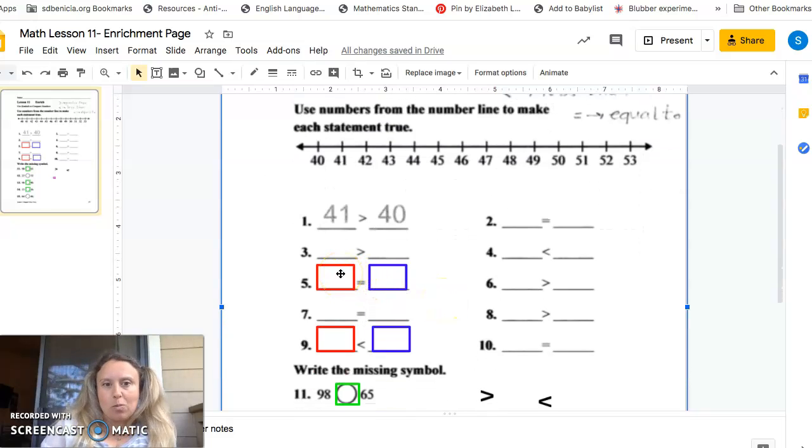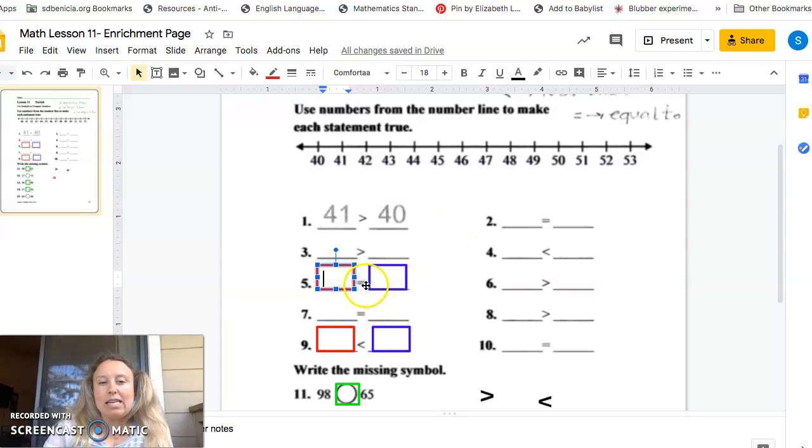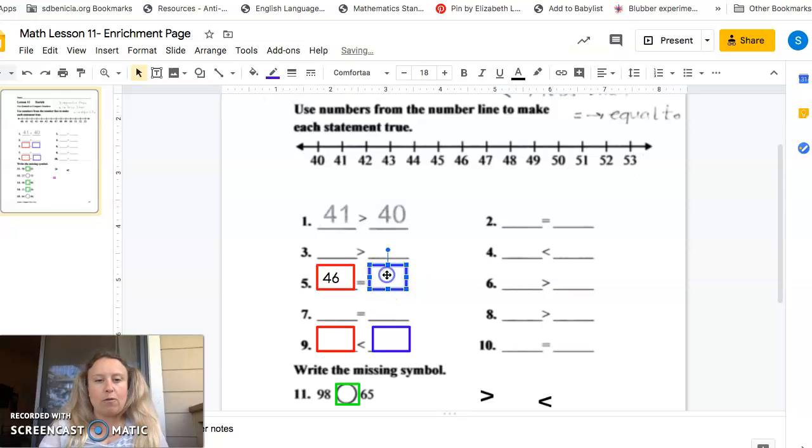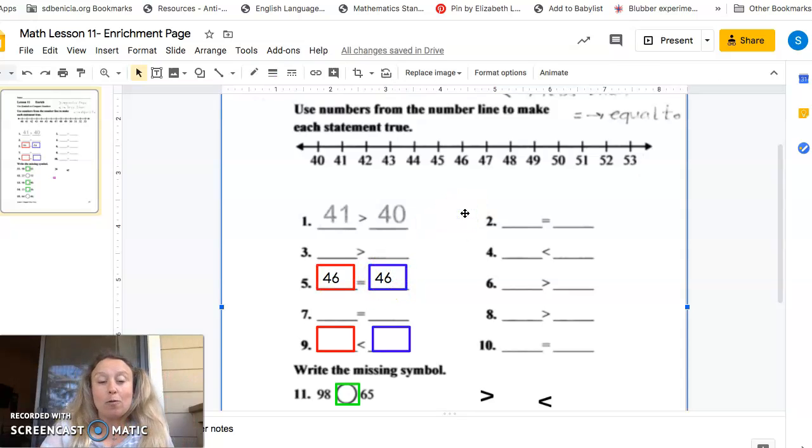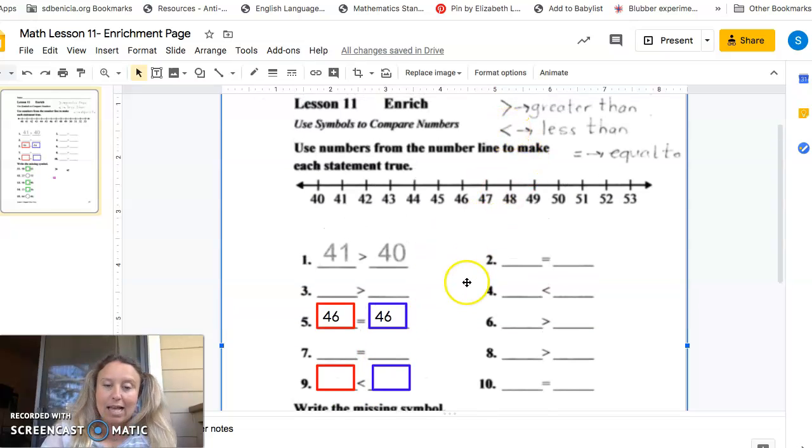So what about this one? So if I wanted to do this one, I need to make equals true. So let's say I just choose 46 from the number line, and in order to make that true, I need to choose another 46. Now this one is the less than symbol.